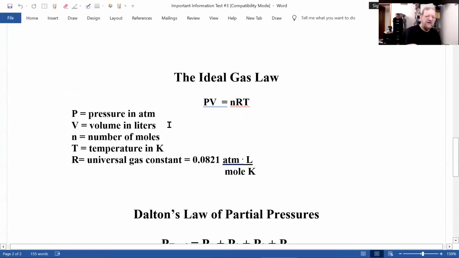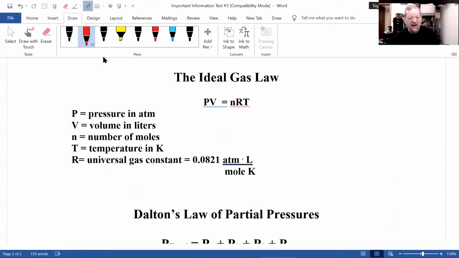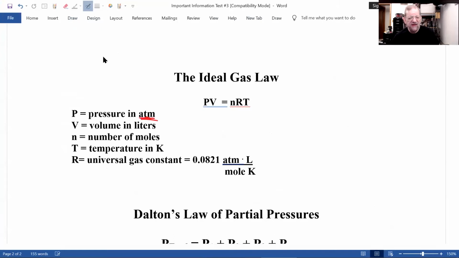P is the pressure. It has to be in atmospheres. Common mistake, you're never going to be given atmospheres, because I've never seen a gauge in my life that measures pressure in atmospheres. It's always in torr, millimeters of mercury, or in the United States sometimes inches of mercury, which I won't use in this class. And therefore you have to convert pressure to atmospheres. That's a common mistake. I will always give volume in liters, or you'll have to calculate it.